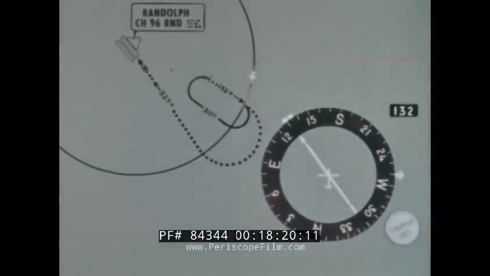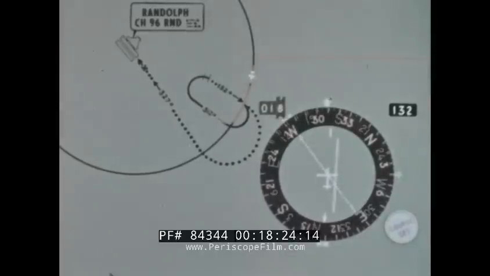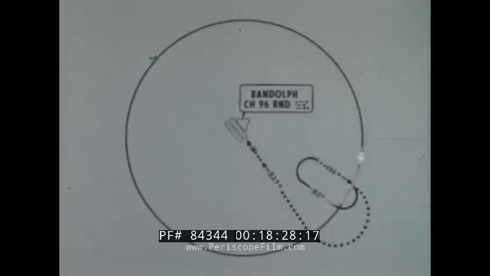After crossing the holding course, turn to the outbound heading, 312 degrees. Maintain this outbound heading until you reach the 10-mile arc. This is the outbound limit, so turn to intercept the 132-degree holding course.